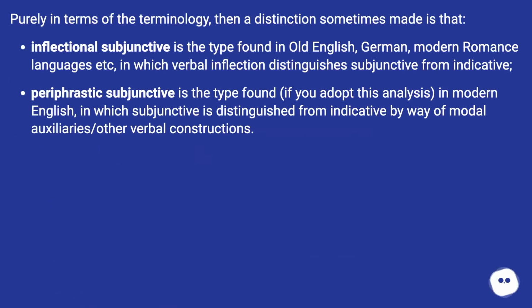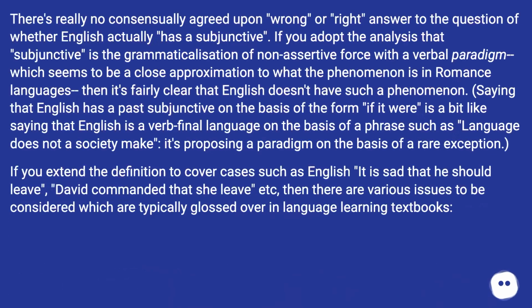Purely in terms of the terminology, a distinction sometimes made is that inflectional subjunctive is the type found in Old English, German, modern Romance languages etc., in which verbal inflection distinguishes subjunctive from indicative. Periphrastic subjunctive is the type found, if you adopt this analysis, in modern English, in which subjunctive is distinguished from indicative by way of modal auxiliaries or other verbal constructions. There's really no consensually agreed upon wrong or right answer to the question of whether English actually has a subjunctive.